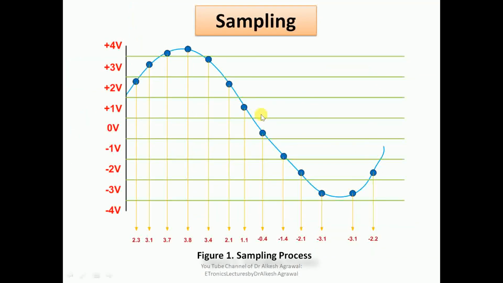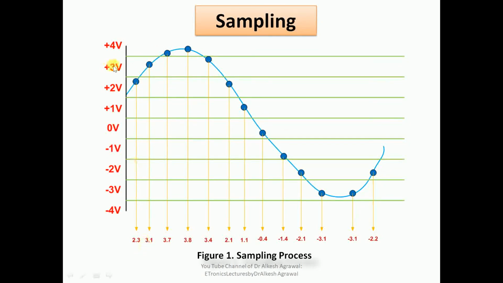Now let us see in detail the process of sampling, quantization, and encoding. Suppose we take an analog signal which transits from +4 volt to -4 volt. You are seeing certain dots. These dots signify the sampled values, so the signal is sampled at certain time instants. Practically, sampling is done at the Nyquist rate, which is 8000 samples per second. But here, just to understand sampling, we have arbitrarily taken certain samples depicted by these dots.